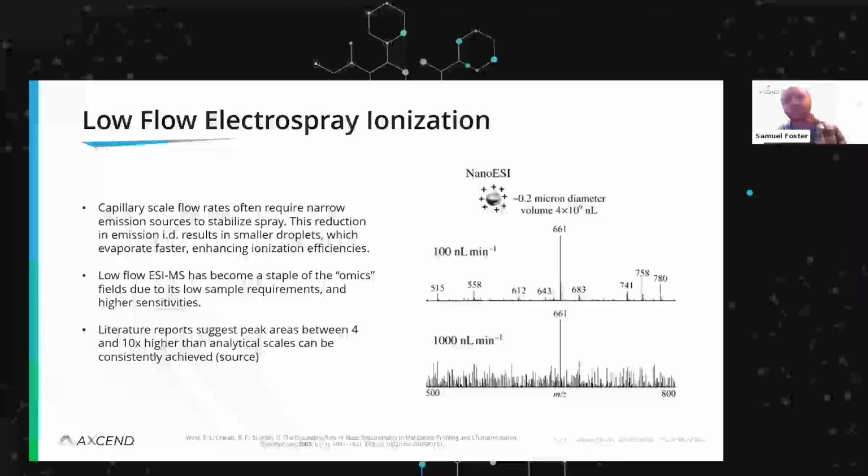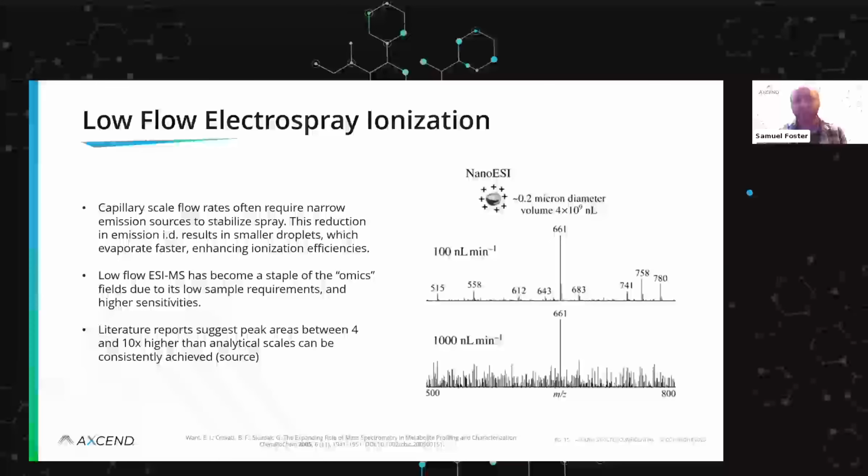So why is low flow electrospray ionization so good? And the answer is a little bit paradoxical because we think that if you're loading less sample, if you're working with smaller capillary scales, shouldn't you be seeing less sample? And the answer is you actually end up seeing more. And the reason why has to do with those smaller droplets being formed.